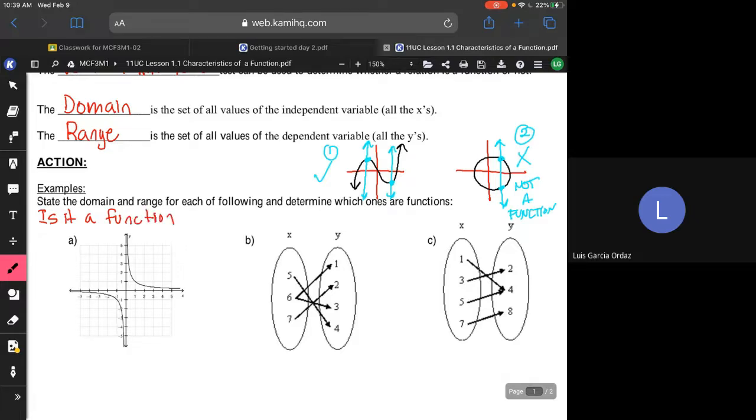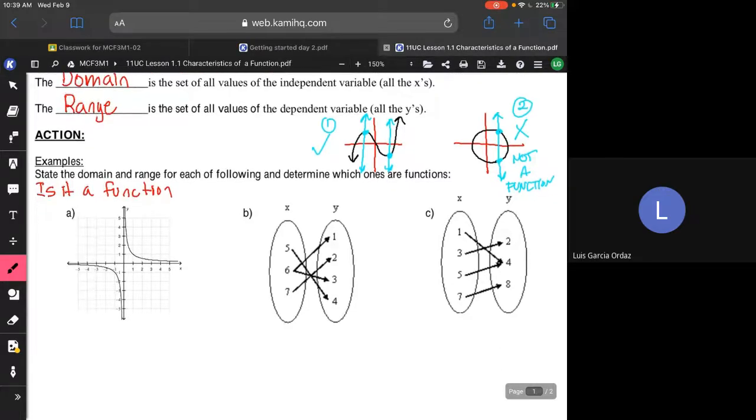We're going to do three things. We're going to name, is it a function, which is number 1. For number 2, we're going to state the domain. And for 3, we're going to state our range. We're going to do the same thing for all of these. We'll do 1A last, actually, because that's the hardest one. We'll do B and C first.